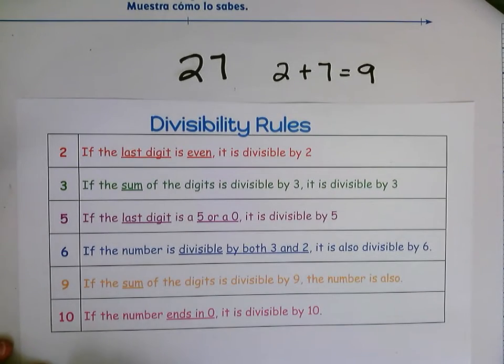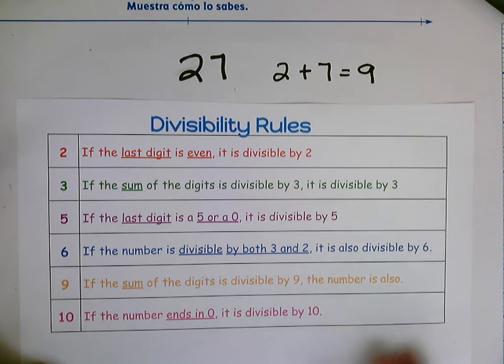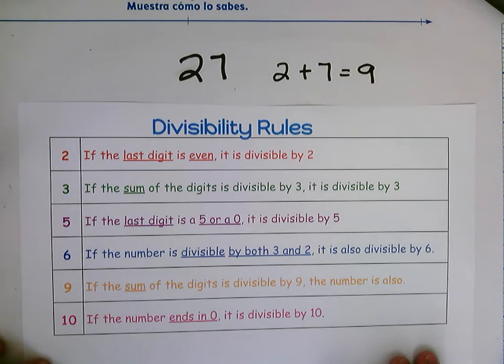And 10 is a factor of a number if the number ends in a 0. 10, 20, 30, 40, 50, 60, and so on. Every number that is divisible by 10 ends in a 0. So we're going to use these divisibility rules to find all the factors of the number 84.